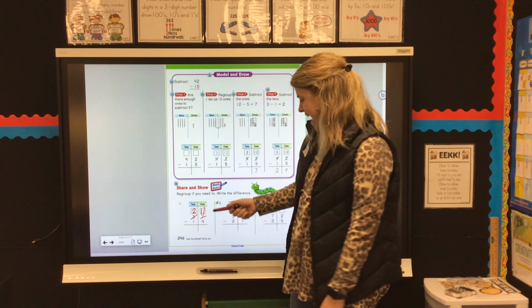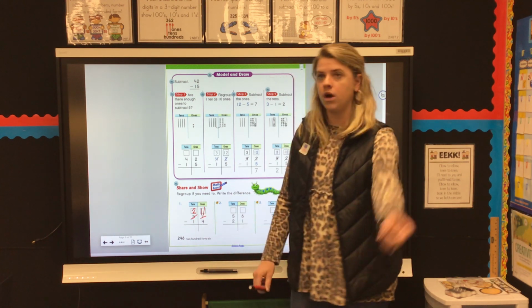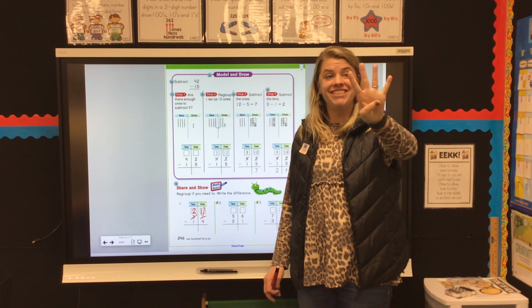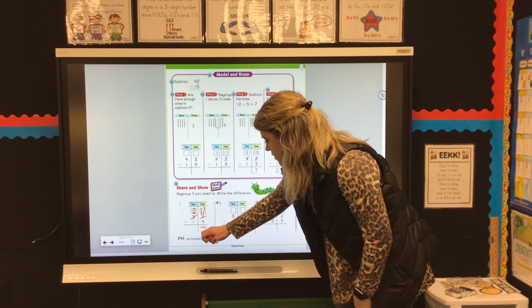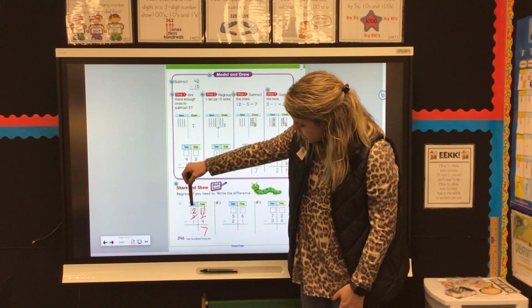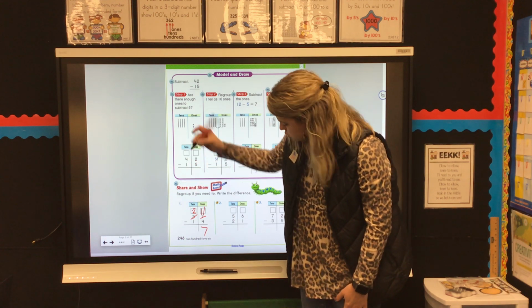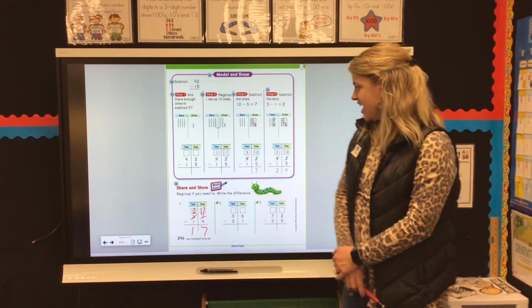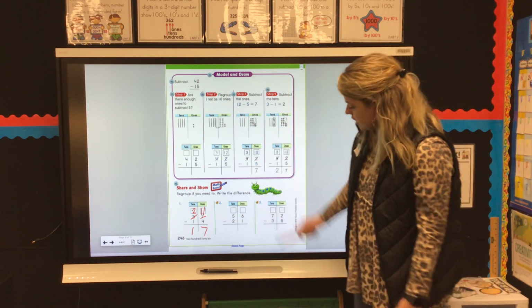Now we can subtract 11 minus 4. 11, 10, 9, 8, 7. All right, and then we move to our 10s. 2 minus 1 equals 1. All right, let's look at our next one.